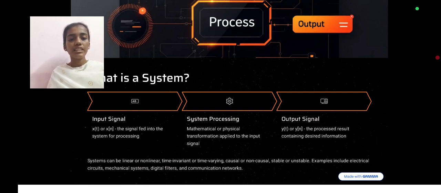A system can be linear or non-linear. It can be time variant or time invariant. It can be causal or non-causal, stable or unstable. Examples of systems are electrical circuits, mechanical systems, digital filters and communication networks.